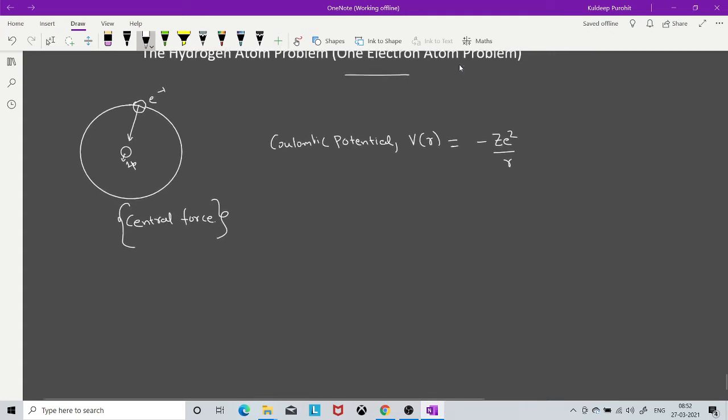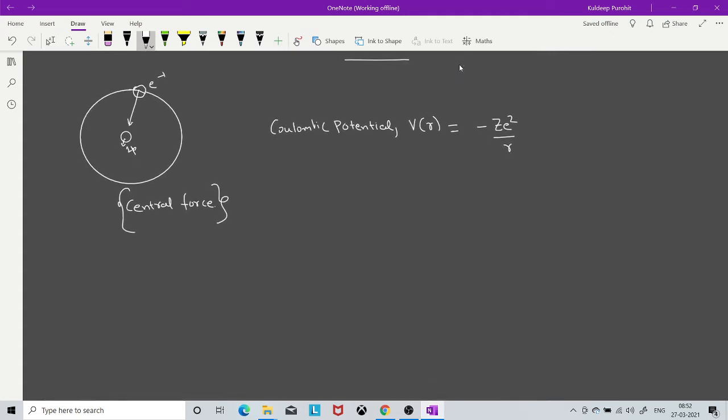Now let me write the mass of the electron as m1, and the mass of the proton as m2. Let me write the Hamiltonian for the problem. The Hamiltonian will be the summation of the total kinetic energy of the system plus the total potential energy of the system. Kinetic energy here will be due to two factors: one due to this electron and one due to this proton, or you can say the nucleus.